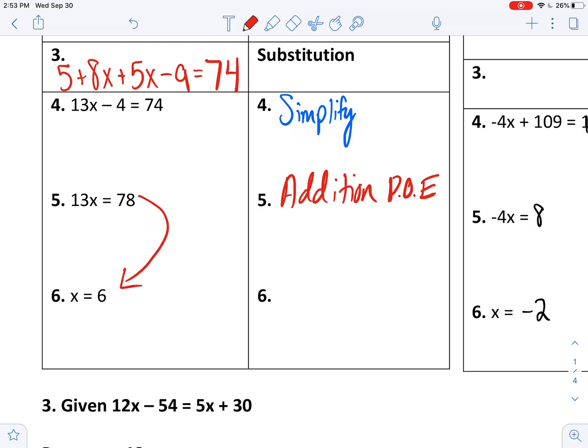And next up, how do I go from 13x to x? So 13x to 1x and 78 to 6. Well, I certainly didn't subtract the same thing from both sides. So it must be division. It looks like I divided by 13 on both sides.